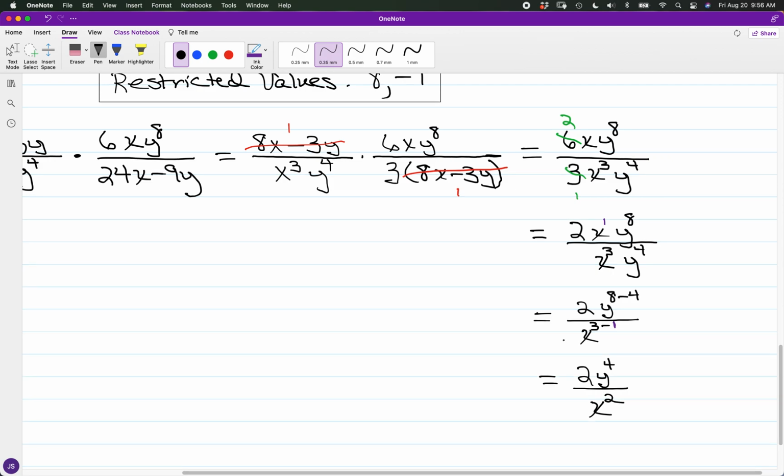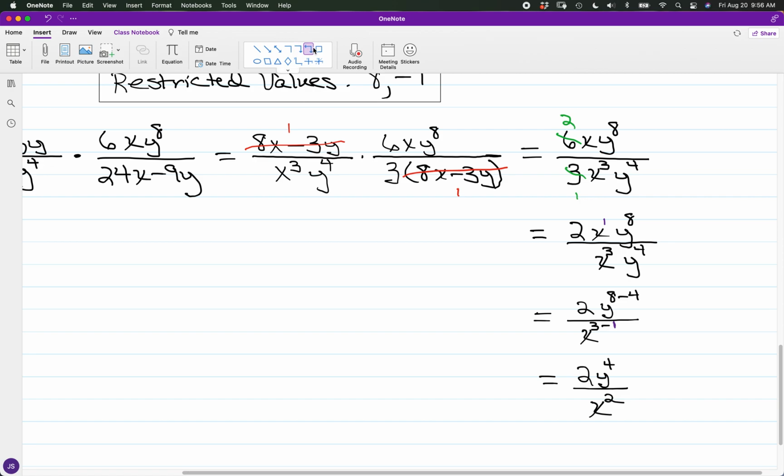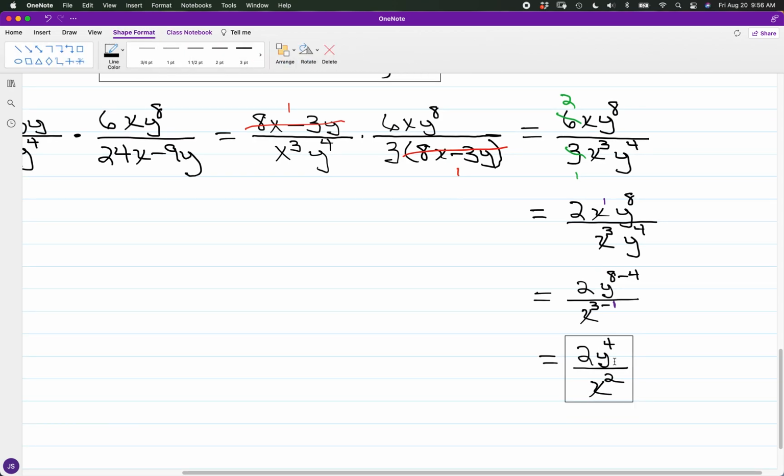So for the completely simplified form with positive exponents in the variable, it would come out to 2 times y to the 4th all over x squared.